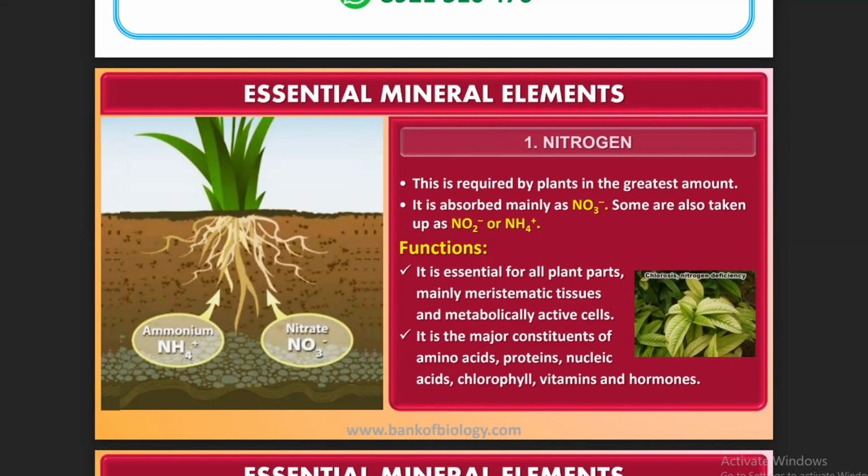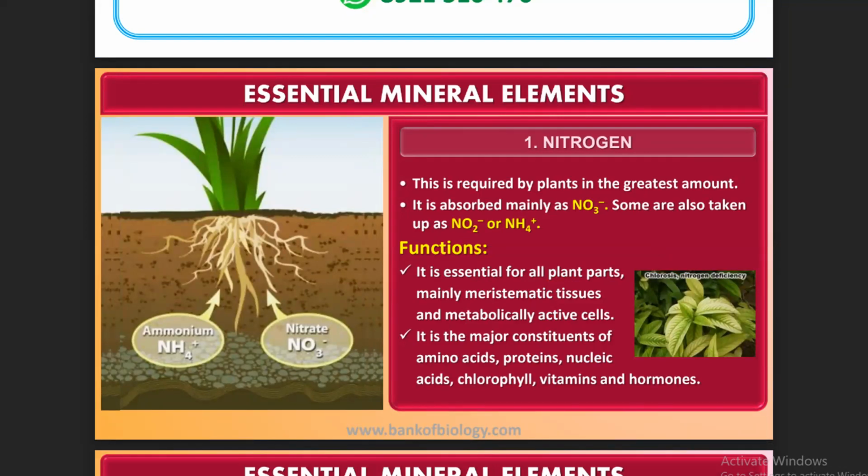NO2 minus, what will it be? Nitrate and... nitrate and what is the other? Sulfate and sulfide. Okay, so this will be nitrite. And NH4 plus, ammonium ions.